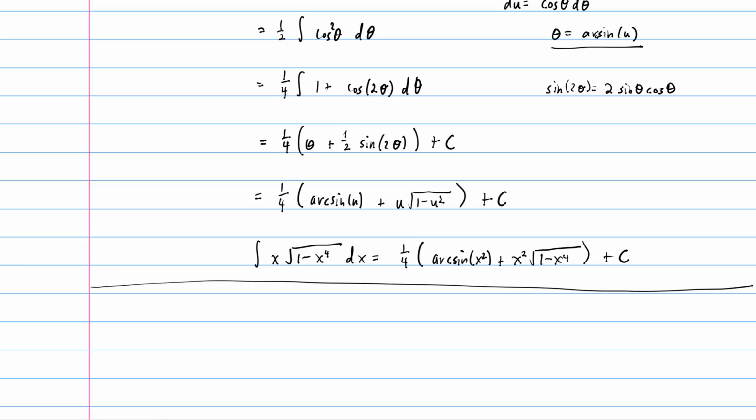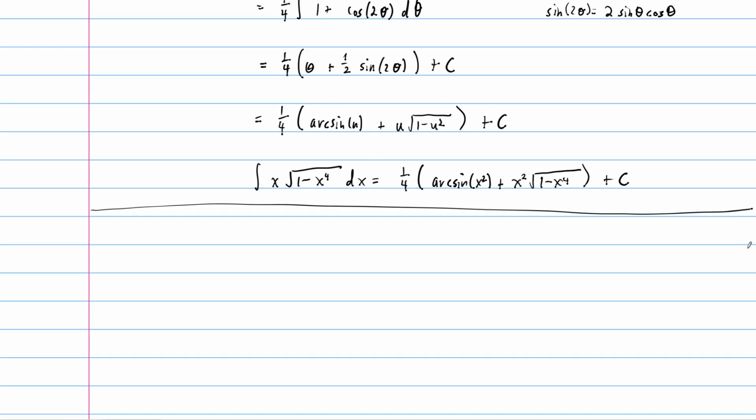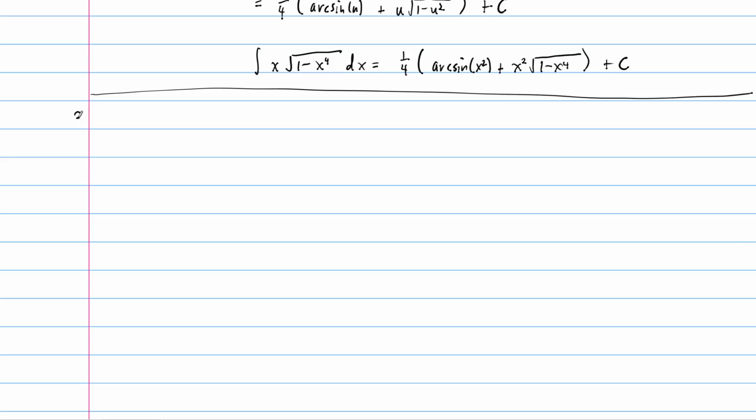Another integral done by trig substitution. All right, I have 3 more on my list here, so we might as well do them. The next one is the integral of x squared over the square root of 9 minus 25x squared dx. And we want to try to do this one, obviously, by trig sub.